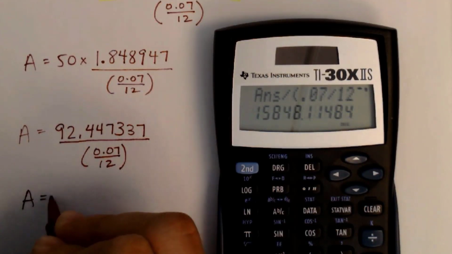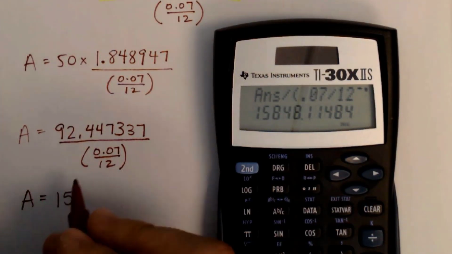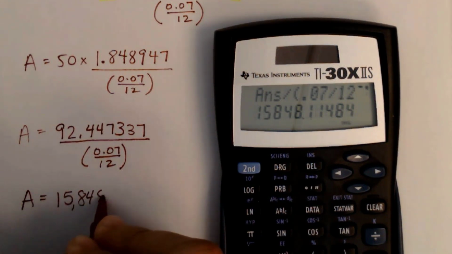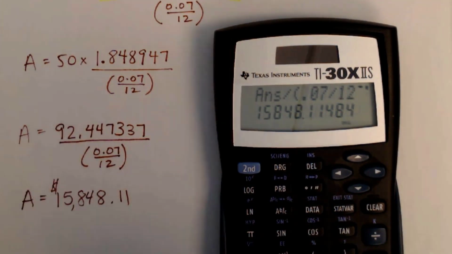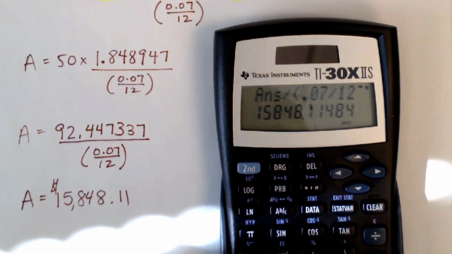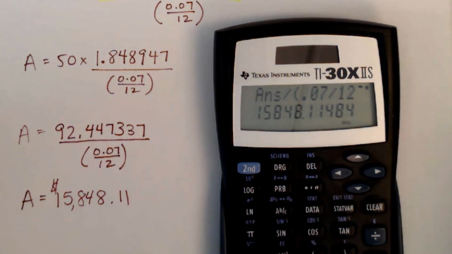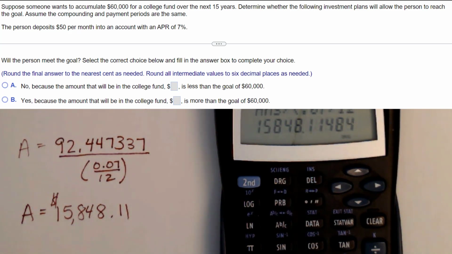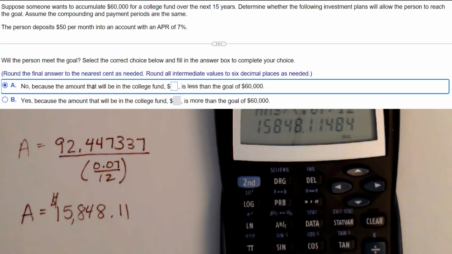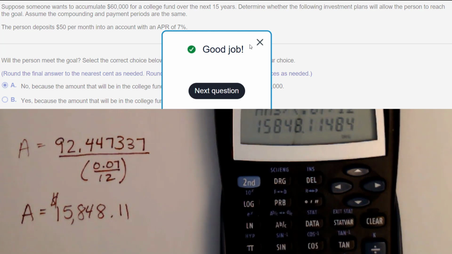My A is $15,848.11. Now I'm rounding that to 2 decimal places because now I'm finished with my calculations. So the question was, will this person have $60,000 for their college fund? And the answer here would be, they're very short. And so we would say no. The amount of the college fund would be 15,848.11. We'll check it, and we are correct.